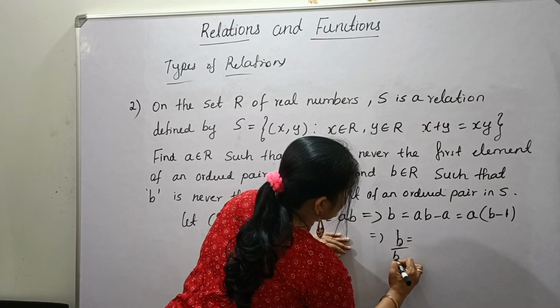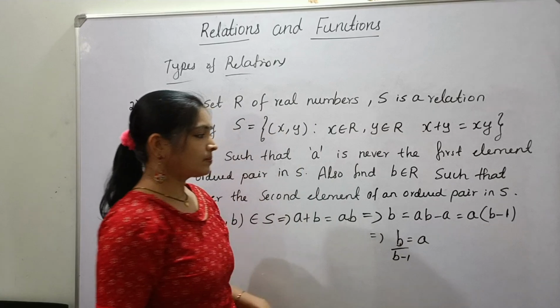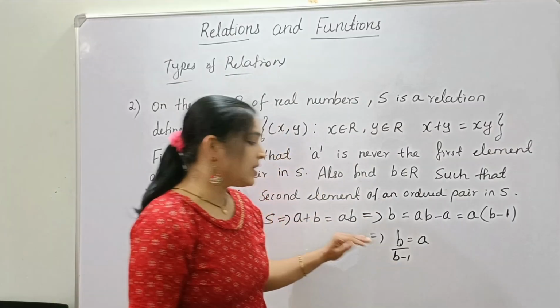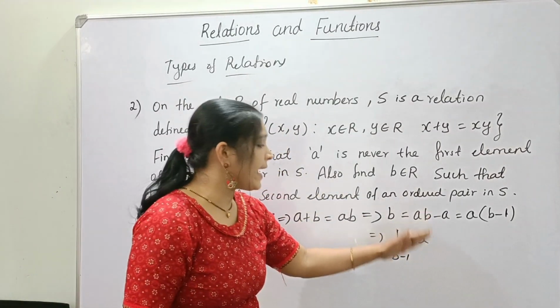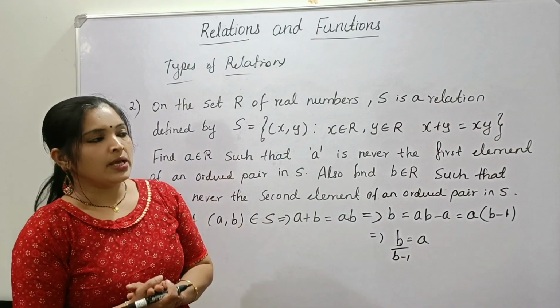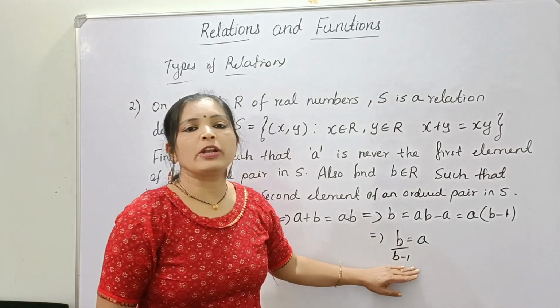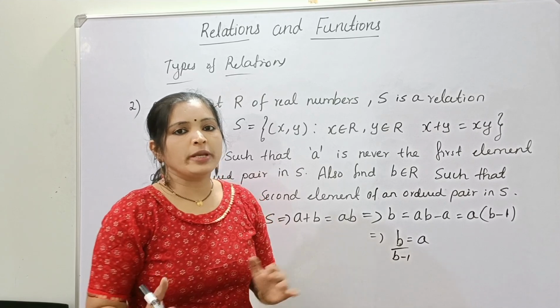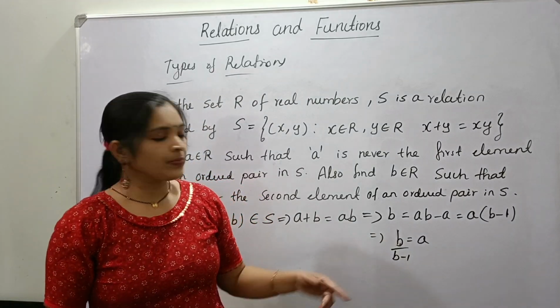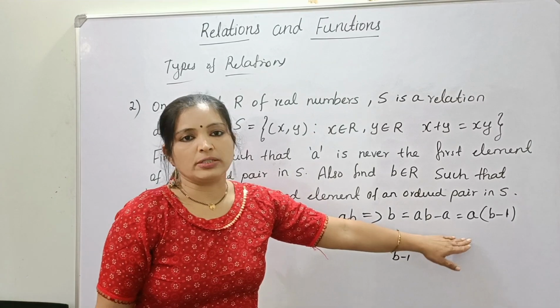So B by B minus 1 is equal to A. Take B minus 1 to the left side. So here we have got A is equal to B by (B minus 1). See, when B is equal to 1, this will not be defined. When the denominator is 0, it will not be defined. Therefore, B should not be 1.